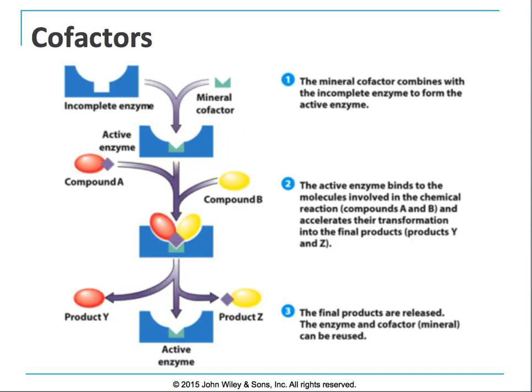So this is from your text showing the role of cofactors. It's similar to the role of coenzymes that we talked about when we were talking about vitamins. So in this example, this little pointed shape is a mineral cofactor, and you'll see that this blue shape is an incomplete enzyme. Once the mineral cofactor fits into the enzyme, it becomes activated. And once that enzyme becomes activated, it's able to carry out its role in transferring this little purple piece from this red compound to the yellow compound.